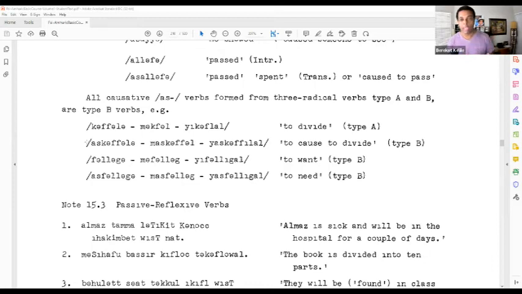Now with the type B, three radical verb, falaga, mafalag, yifalagal, it again goes to the type B distribution, asfalaga, masfalag, yasfalagal. So that's something to keep in mind. Whether it's a type A or B in the simple form, in the as causative form, it's going to follow the type B distribution.